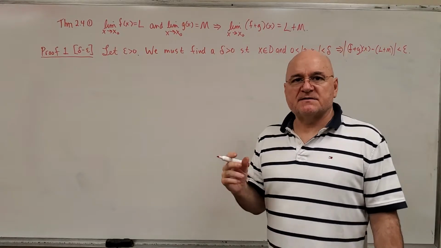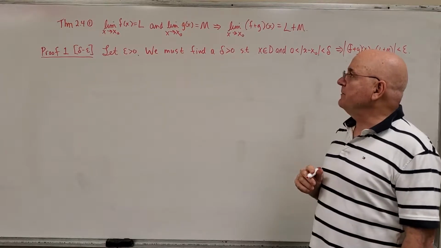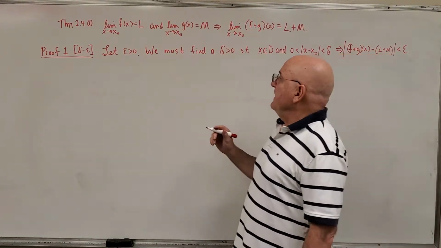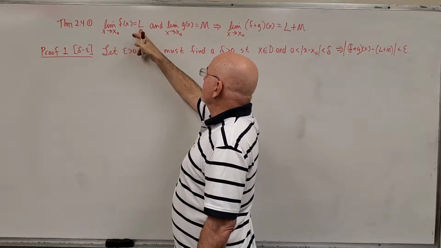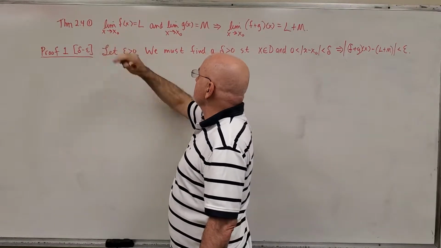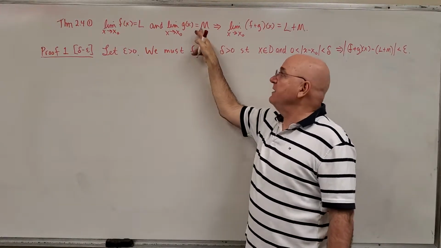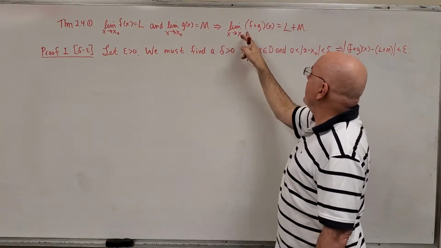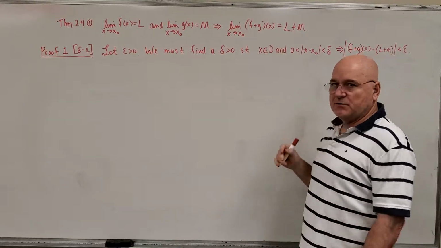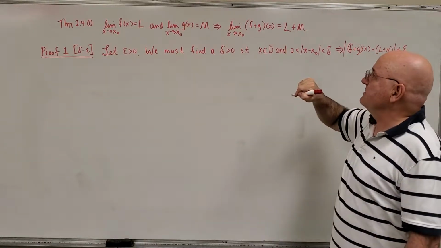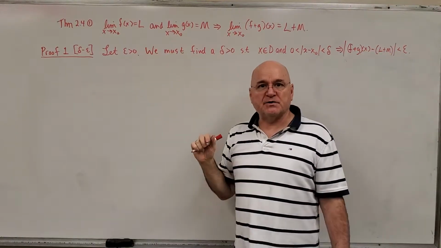Well, we've already stated theorem 2.4, so I've chosen one of them for which we're going to prove. Theorem 2.41. This is the reminder of what it said. The limit of f of x is equal to capital L, the real number, as x goes to x naught, and the limit as x goes to x naught of g of x is the real number capital M. If those two things are true, that implies that the limit as x goes to x naught of f plus g of x is equal to L plus M. Now, one thing I didn't write in this little summary is that we're assuming x naught is an accumulation point of the domain of these two functions, capital D.